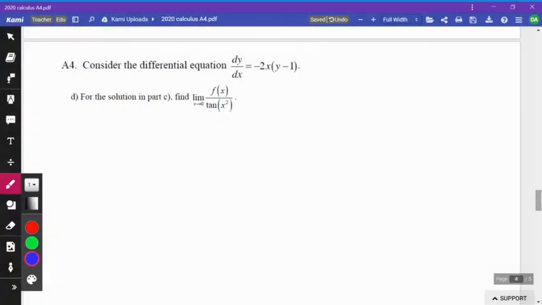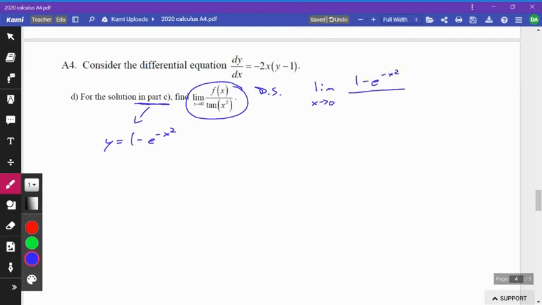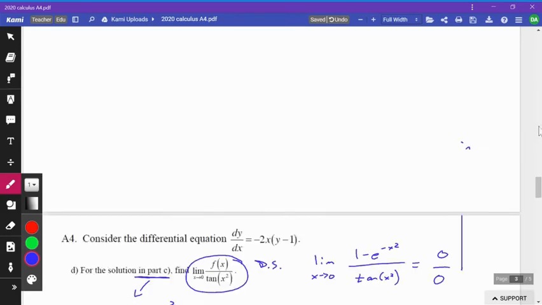In part D, it wants me to use my solution in part C, which is y equals 1 minus e to the negative x squared, and I want to evaluate this limit. Well, remember, direct substitution: I'm going to plug 0 into here and then 0 into here. So I get 1 minus e to the negative x squared on top and the tangent of x squared on the bottom. When I direct substitute 0 in, I am going to get 0 over 0, which is indeterminate.